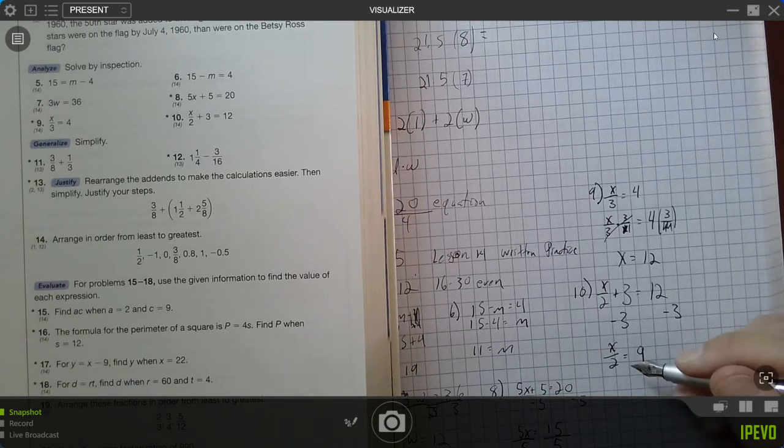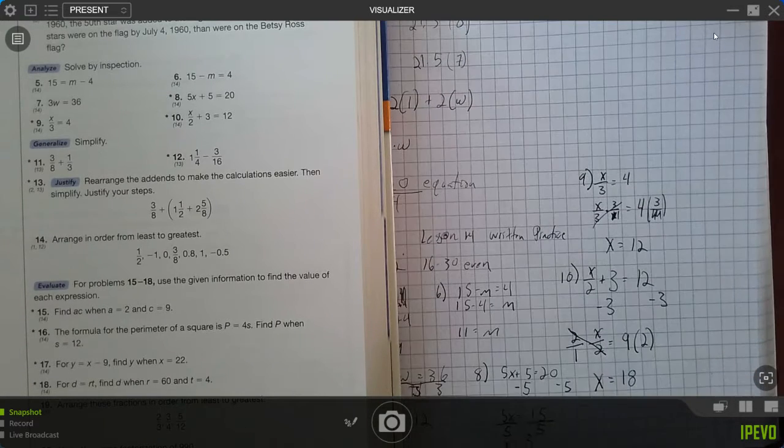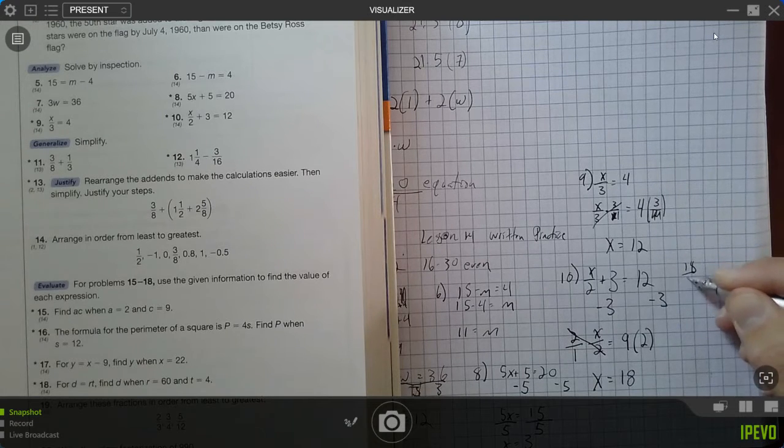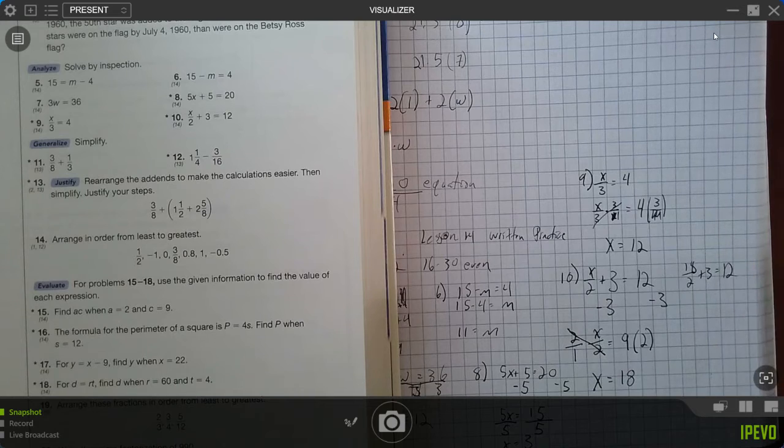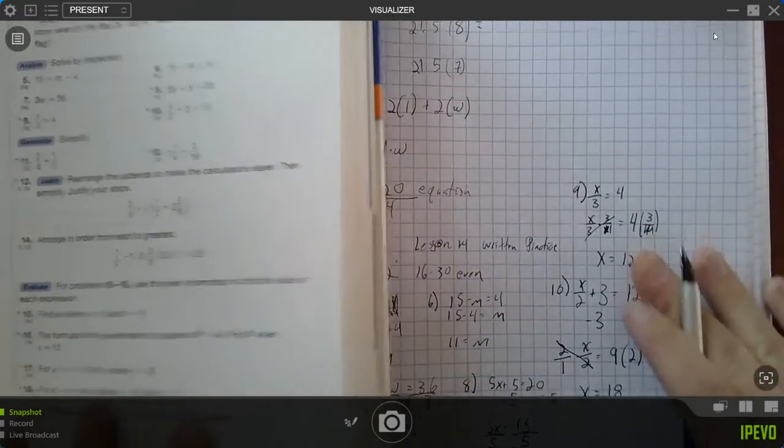So now x divided by 2 equals 9. So now I have to get rid of this 2. So I'm going to do the opposite. That crosses out, leaving me with x. I have to times by 2 over on this side too, giving me 18. X equals 18. And you can check it too, right? So if I go 18 divided by 2 plus 3 equals 12. 18 divided by 2 is 9, plus 3 equals 12. 12 equals 12. Okay? I can check.